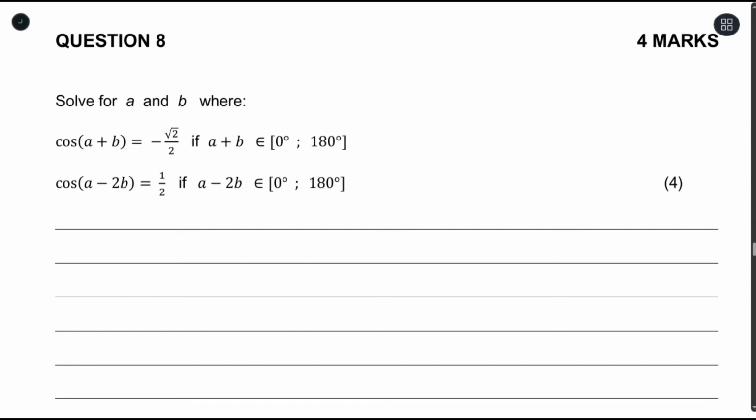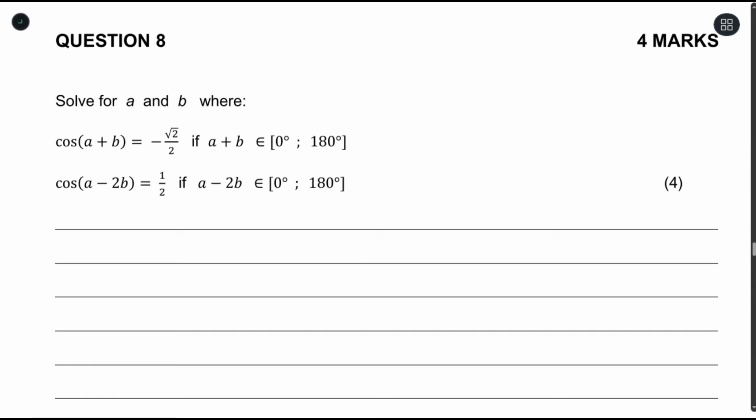So let's move on. Question 8. Question 8 says solve for A and B where cos open bracket A plus B close bracket is equal to negative root 2 over 2, if A plus B is an element of 0 to 180. We also have cos A minus 2B is equal to 1 over 2 if A minus 2B is an element of 0 to 180.